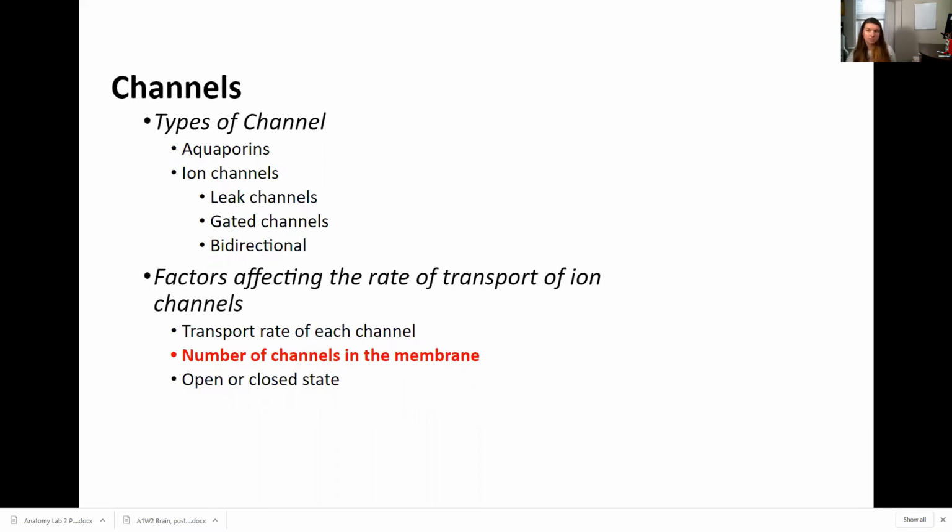The other thing that does affect our rate is going to be whether those channels are open or closed. So sometimes we'll maybe have a lot of channels, but they're all shut because the voltage isn't right, we'll see. So then we would have slow or no transport because it doesn't help us if we have a channel, but it's closed.